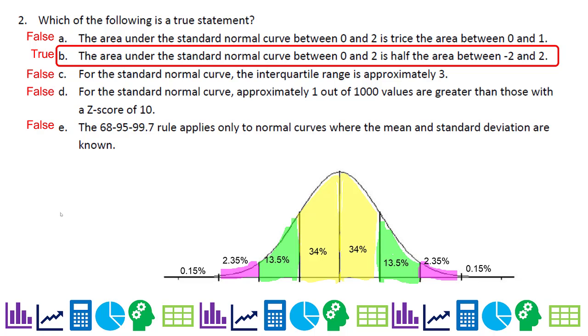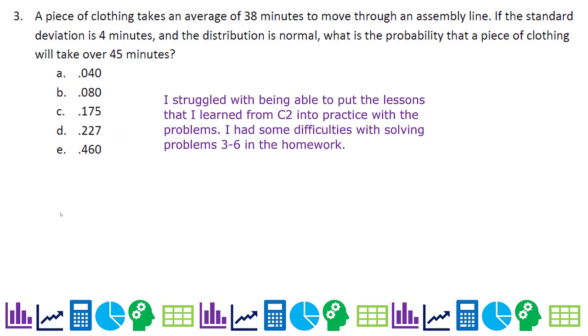The area under the standard normal curve between 0 and 2 is half the area between negative 2 and 2. Number 3. A piece of clothing takes an average of 38 minutes to move through an assembly line. If the standard deviation is 4 minutes and the distribution is normal, what is the probability that a piece of clothing will take over 45 minutes?